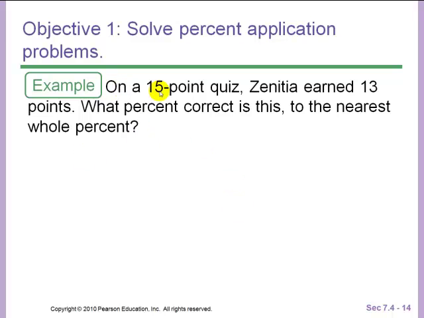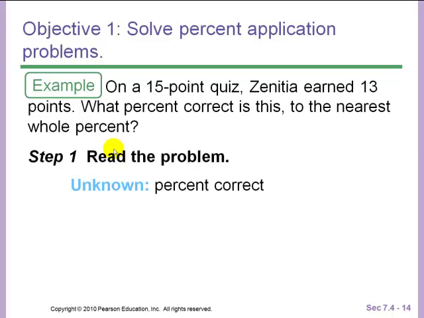Another example. On a 15-point quiz, Zanita earned 13 points. What percent correct is this to the nearest whole percent? Be careful with these kinds of problems. Every once in a while you'll get a problem where they tell you that she earned 13 points or got 13 correct, but instead of asking you for the percent correct, they'll ask you for the percent wrong or vice versa. So always double check to make sure you're comparing the same thing. So both correct or both wrong. If you're given one is correct and you're trying to find the percent wrong or vice versa, then you need to do some additional arithmetic.